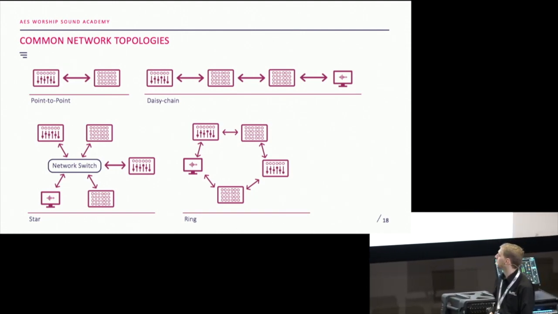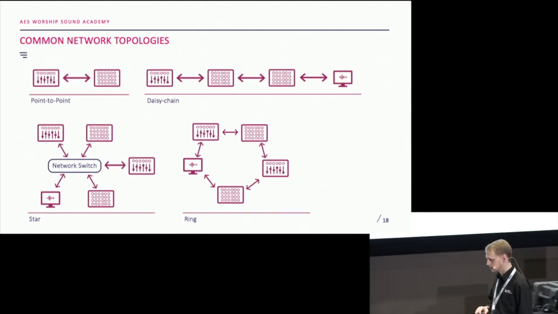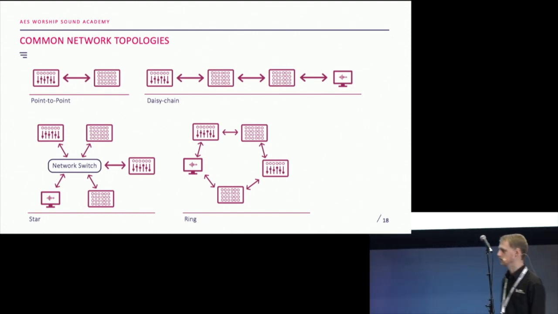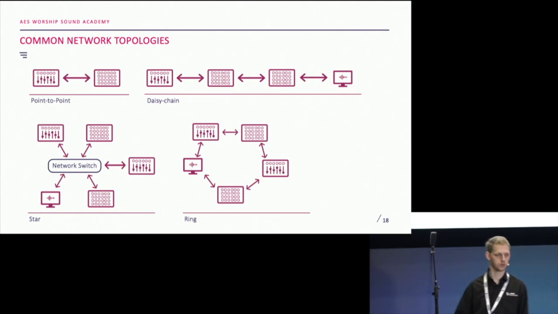So you are playing a game of chicken when you start to do a lot of daisy chain stuff, whereas if a link breaks or a device goes down, you're really going to affect everything downstream of it.